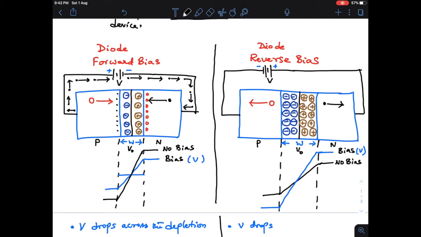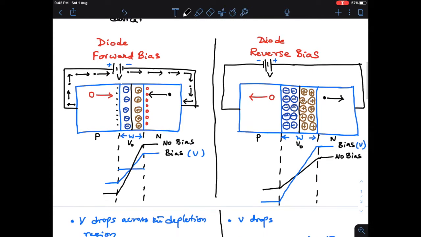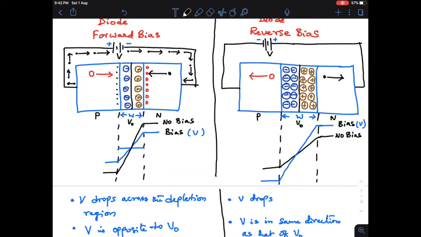So, when you consider the diode, this is P type, this is N type, and as you know, in P type the majority charge carriers are holes and in N type the majority charge carriers are electrons. I represented an open circle for a hole and a filled black circle or point for an electron.